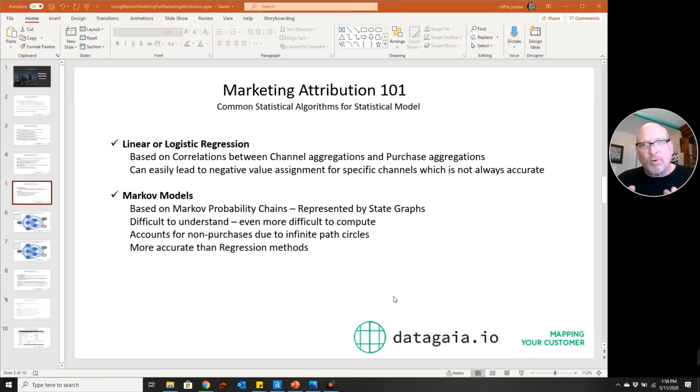But they are much more accurate, and they do take longer to compute generally because they're done through simulations, and I'll explain that as well. The other thing is that Markov models do account for non-purchases due to what we call infinite path circles. What can happen, and you'll see in the state graph, is you can kind of end up in an infinite path circle, and Markov model analysis takes care of that. Like I said before, it is more accurate than the regression methods, and it is right now the state of the art for doing marketing attributions. Let me show you what a state graph looks like.